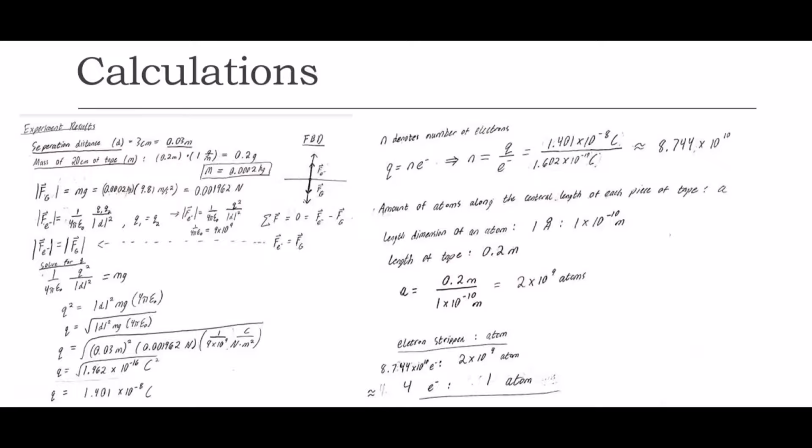I equated those two equations and solved for the total charge associated with one layer of tape. I modeled the layers of tape as point charges in my calculations. And the total charge associated with each piece of tape was 1.401 times 10 to the negative 8th coulombs, which you can see on the bottom left hand side.